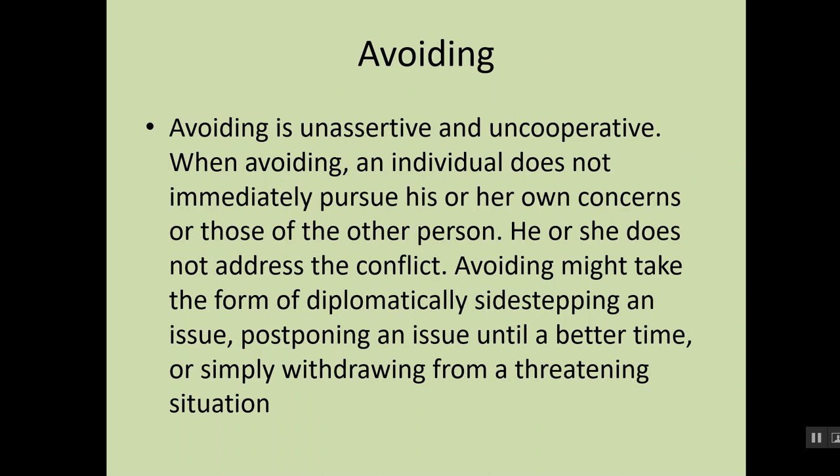And the fourth point is all about avoiding. Avoiding is unassertive and uncooperative. The individual does not immediately pursue his or her concerns or those of the other person. Avoiding might take the form of diplomatically sidestepping an issue, or postponing an issue until a better time, or simply withdrawing, something like that.